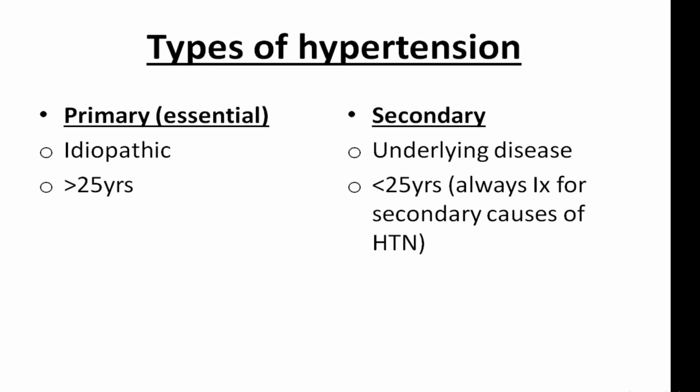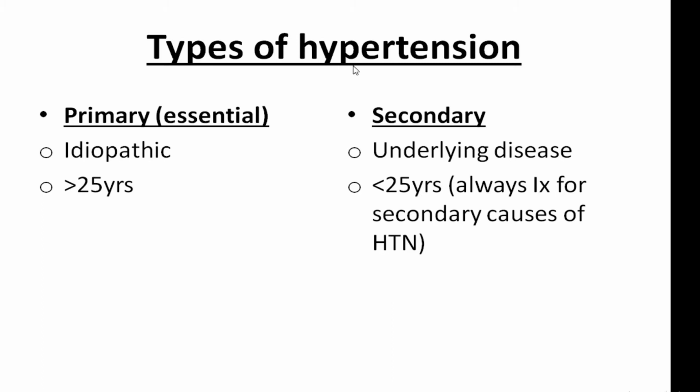Now let's get to types of hypertension. There are basically two types of hypertension. One is primary and the second one is secondary. Primary hypertension is commonly known as essential hypertension. This one is idiopathic; there is no such cause. More than 90% of the world population above 25 years of age suffers from essential hypertension.